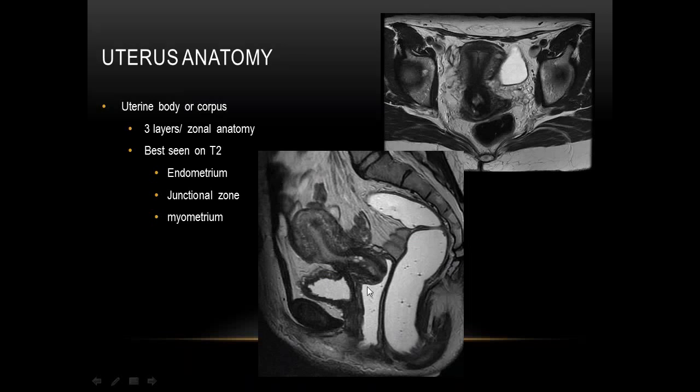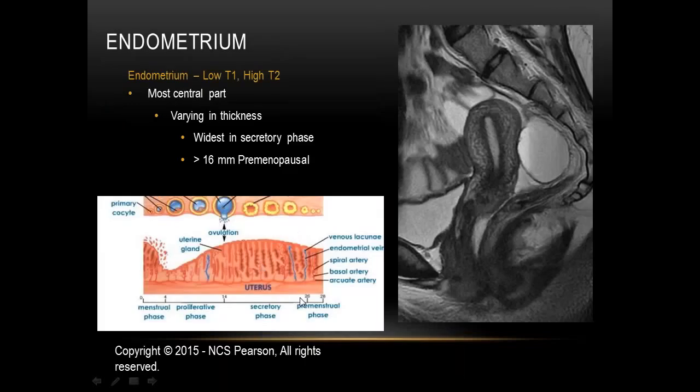There are 3 layers of zonal anatomy of the uterus. They are best seen on T2 weighted sequences: the endometrium, the junctional zone, and the myometrium. We'll go through each. The endometrium is our most central part. It is low on T1 and high on T2. The zonal anatomy is best demonstrated on our T2 weighted sequences.